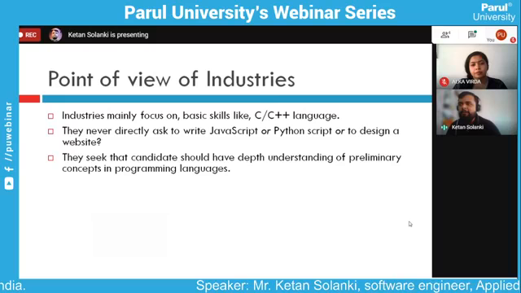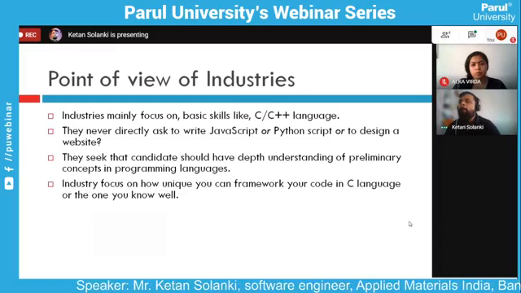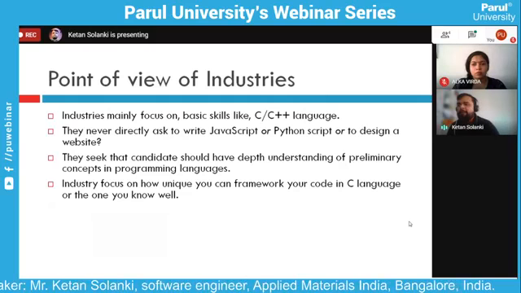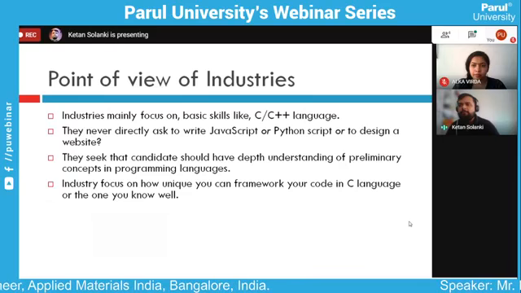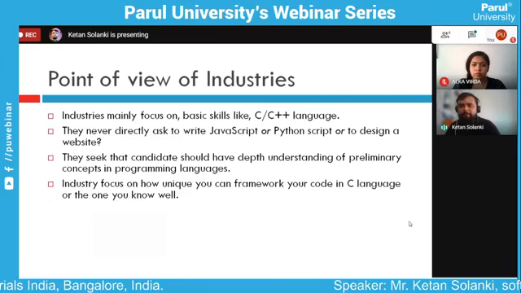Then we have the framework, where the industry is focusing. They are mainly focusing on the C language framework: how well you know the C language and how in-depth you know its concepts. They focus on that parameter.